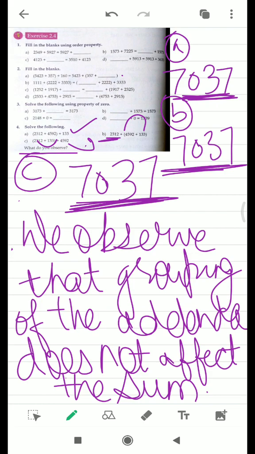However you group your addenda, the sum does not change, right? So I hope you understood. That's all for today.